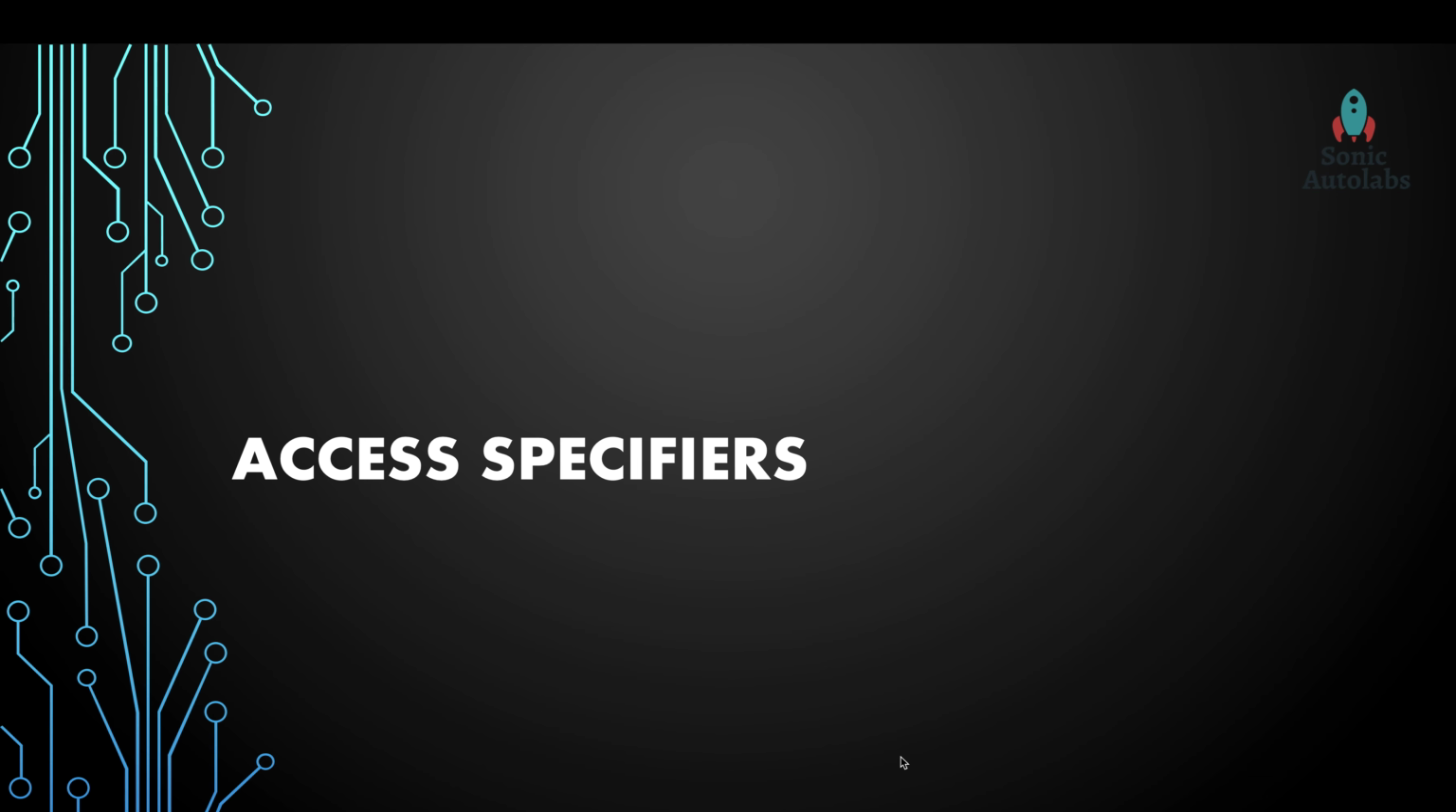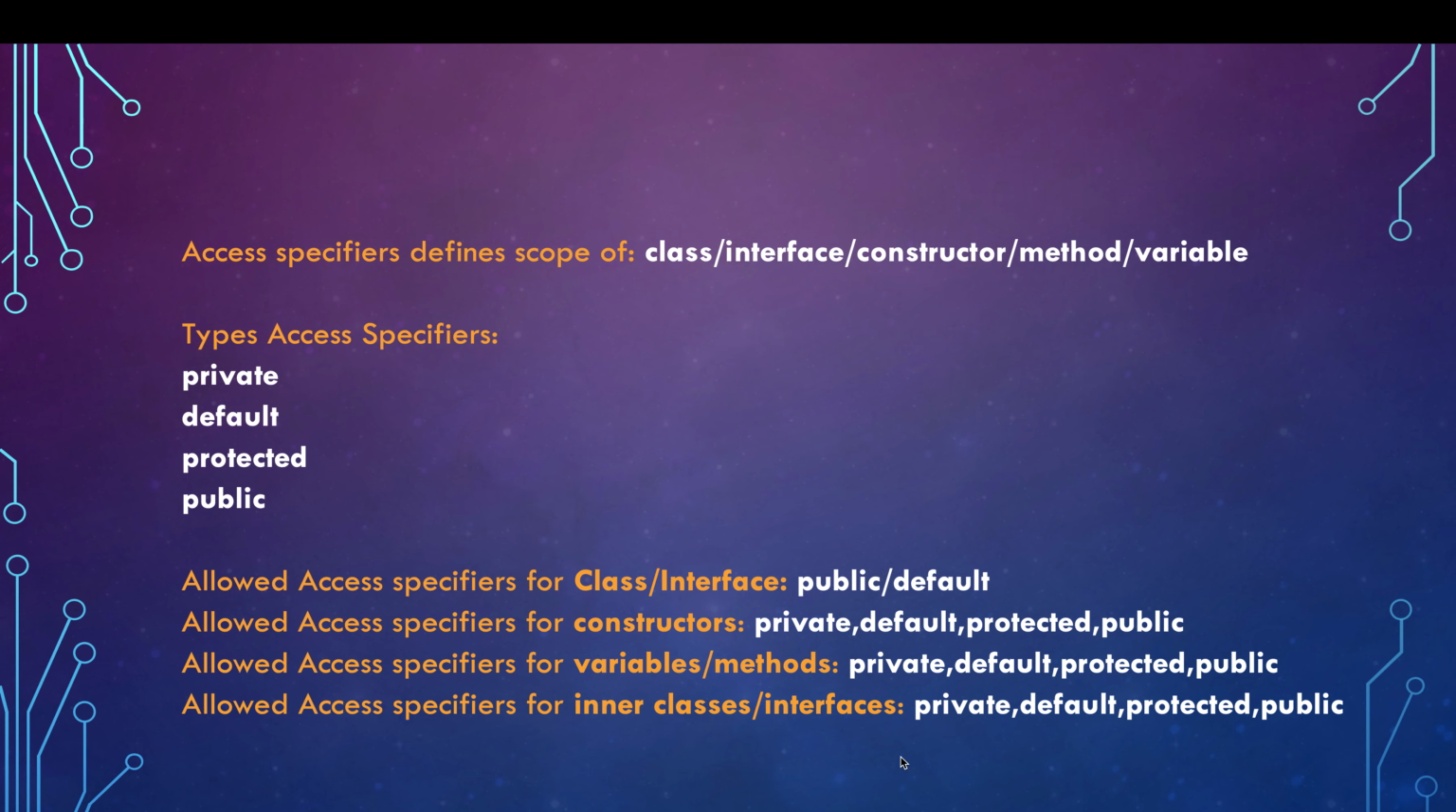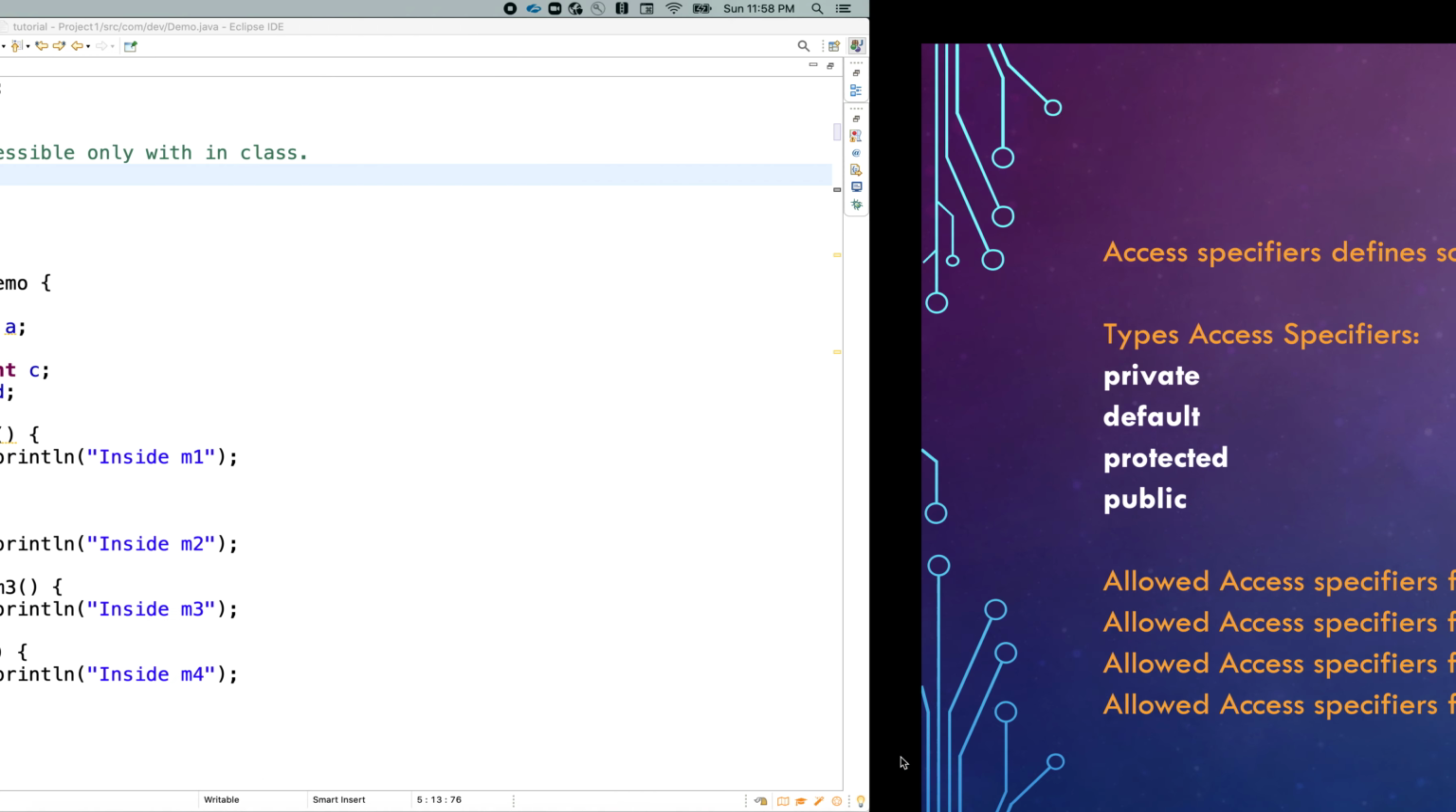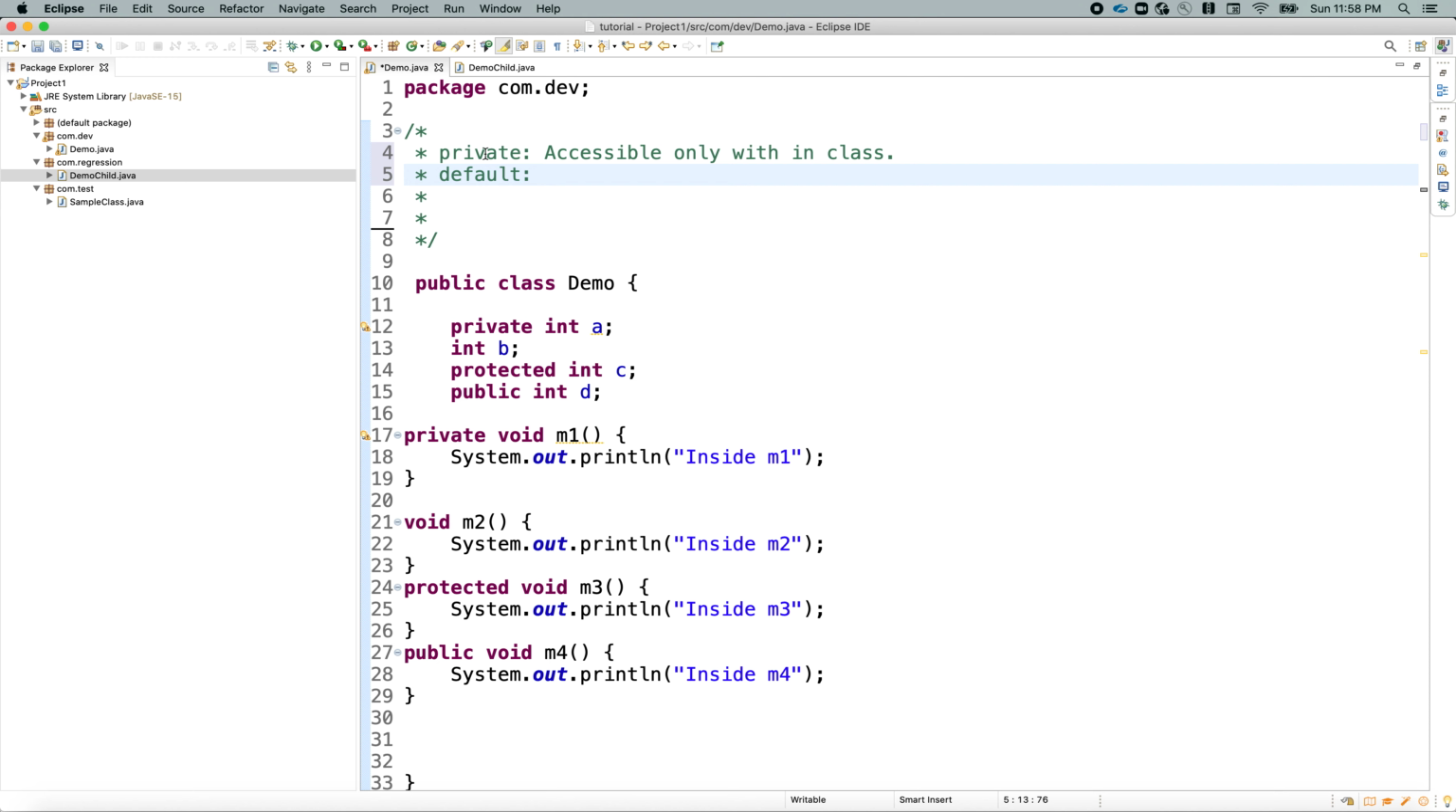Hi everyone, in this video we are going to learn about the access specifiers in Java. Let's try to understand what is an access specifier. An access specifier defines the scope of a class, interface, constructor, method or a variable. These access specifiers are of four types: private, default, protected and public. Let's try to understand each one of the access specifiers in detail.